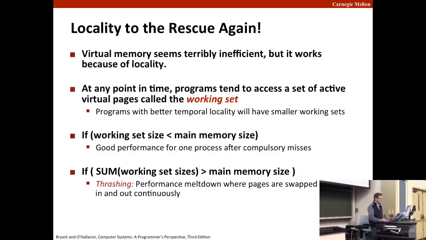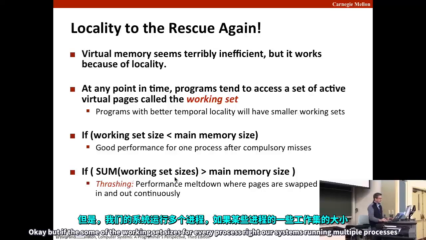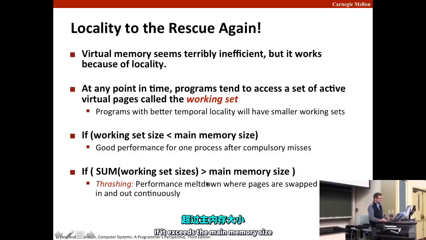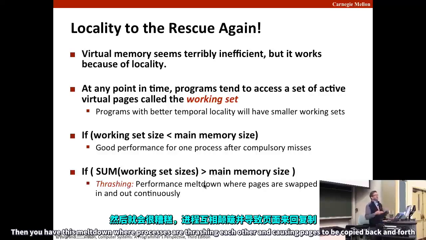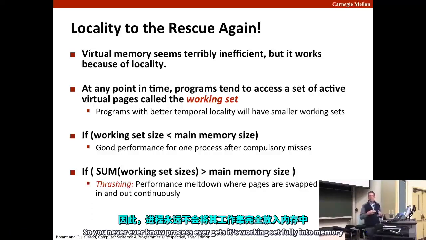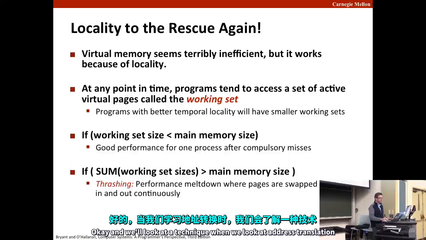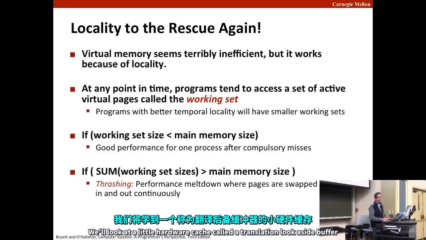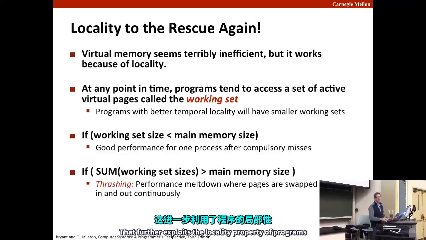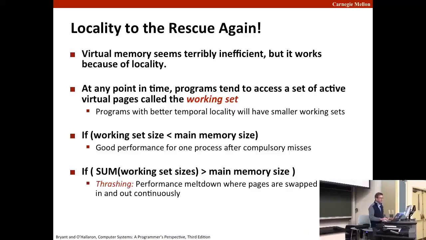But if the sum of the working set sizes for every process, since our system's running multiple processes, exceeds the main memory size, then you have this meltdown where processes are thrashing each other and causing pages to be copied back and forth. So no process ever gets its working set fully into memory. We'll look at a technique when we look at address translation, a little hardware cache called a translation look-aside buffer that further exploits the locality property of programs.